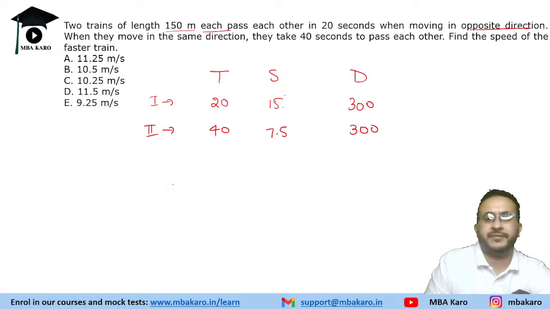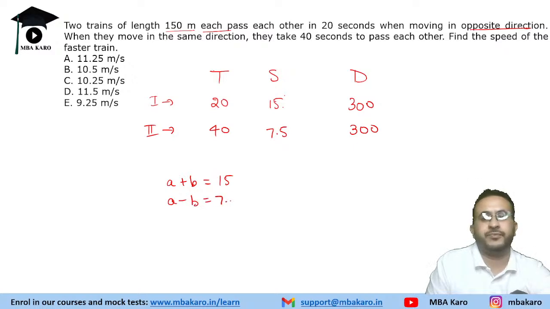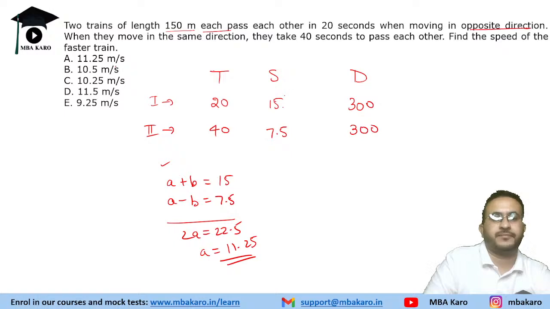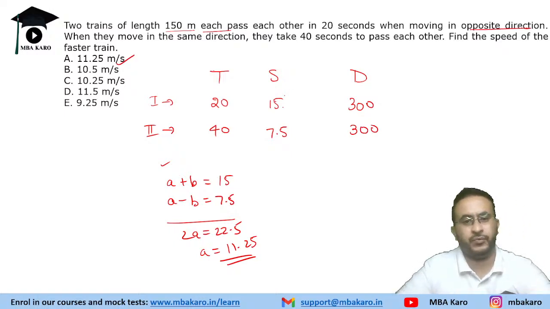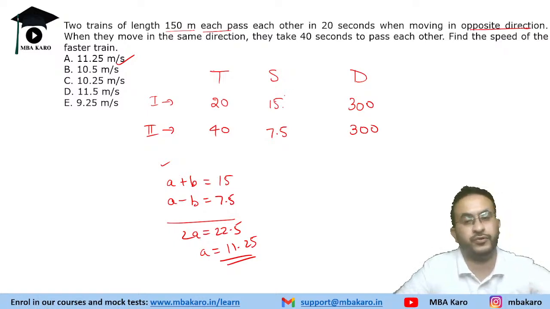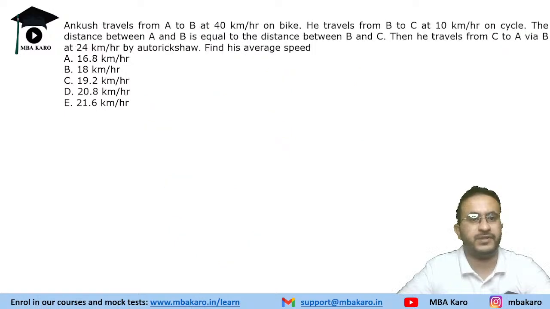So we are getting that a plus b is equal to 15 and a minus b is equal to 7.5. We need to find the higher speed. So 2a will be equal to 22.5, or a is equal to 11.25 meter per second. Okay, pretty simple question. The sum of speeds is known, the difference of speeds is known, so you can calculate the speeds of the two trains.